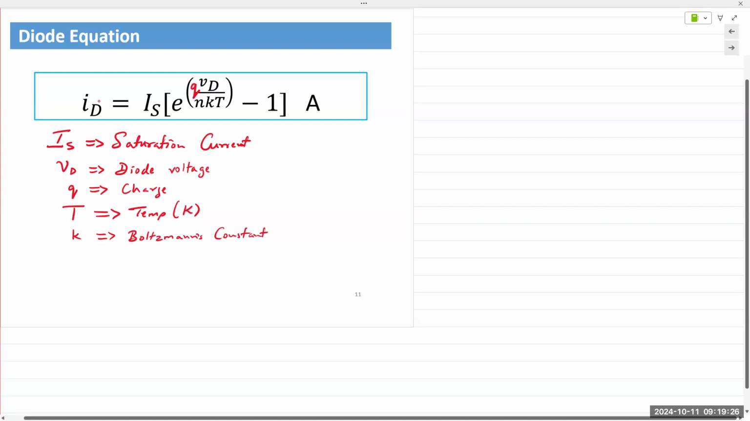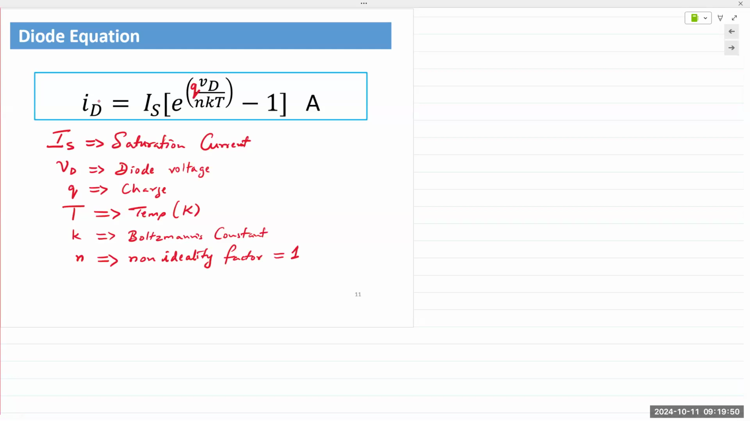What else? N, finally N. N describes the non-ideality factor. It's known as the non-ideality factor. And typically, for most silicon diodes, it is usually 1. Most common silicon diodes and most common applications, it's always 1. It's only specialized applications where it might be 1.2 or up to 2. For the most part, it's always 1.